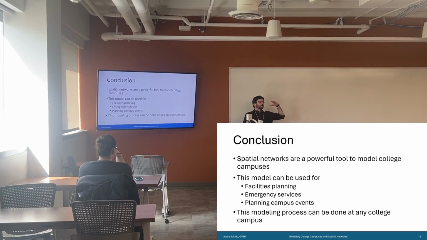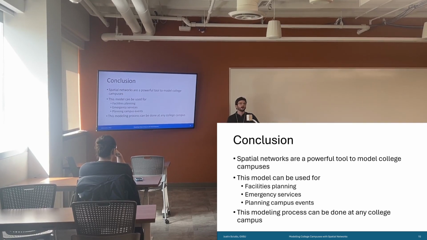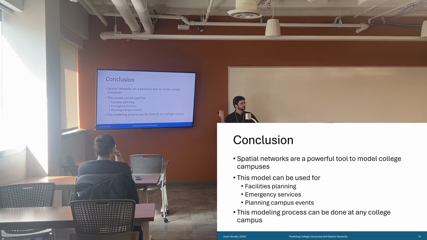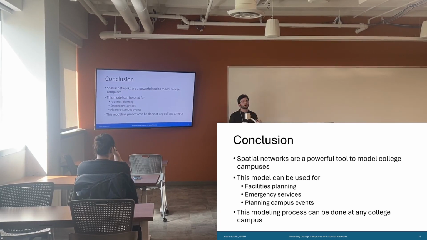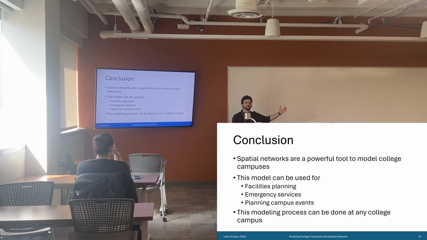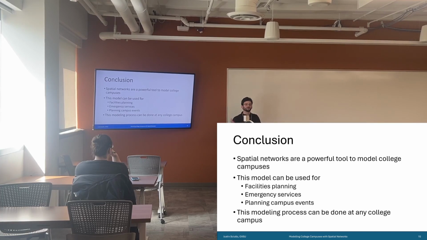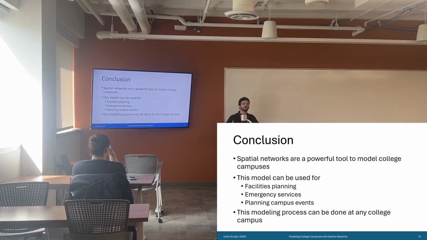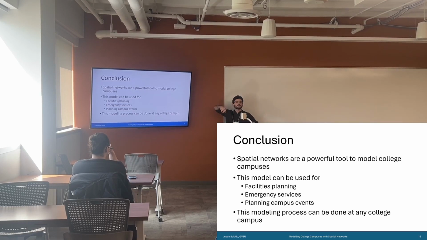So, essentially, I think that spatial networks are a really powerful model that I don't often see used to model buildings or college campuses. A university would really want to know a lot of this information, like the most efficient routes. Let's say you want to plow the snow at Grand Valley. Knowing how to quickly travel between all of these buildings in an efficient way is going to be super useful for a university to have. The same thing with planning campus events and emergency services.